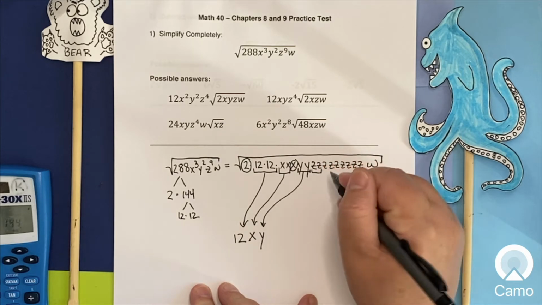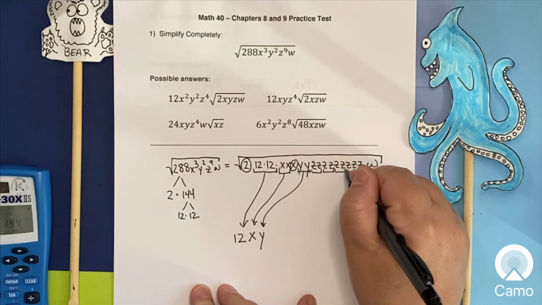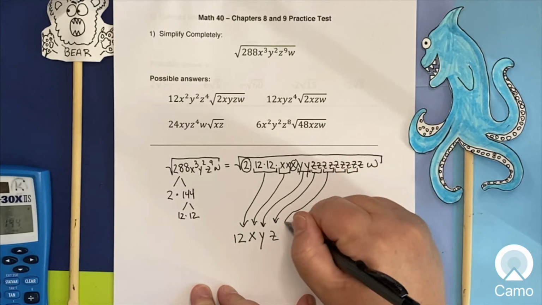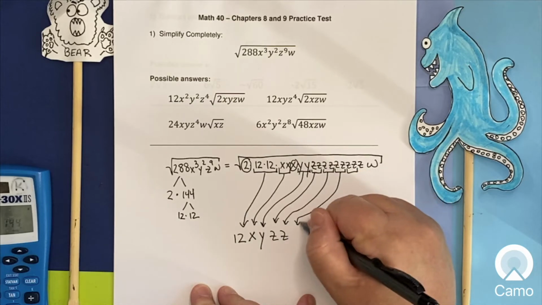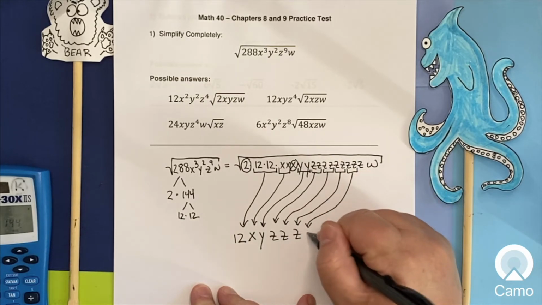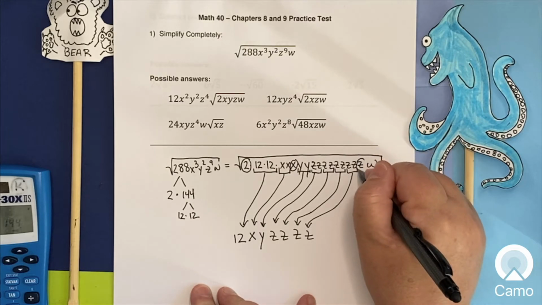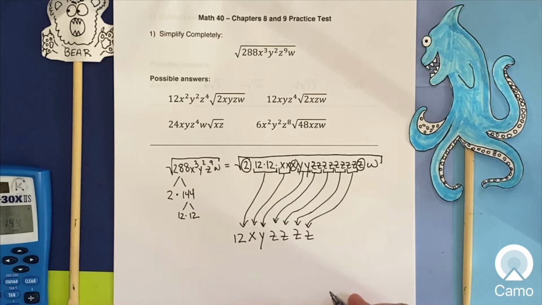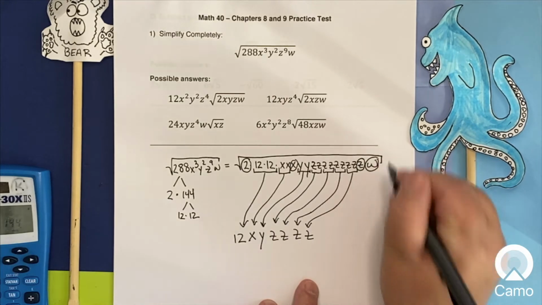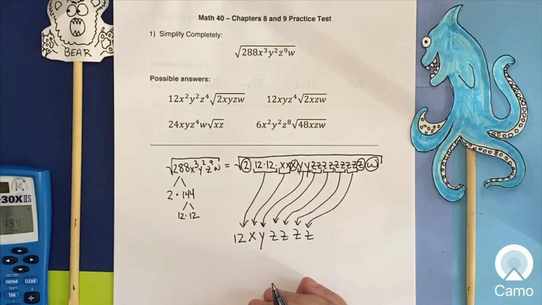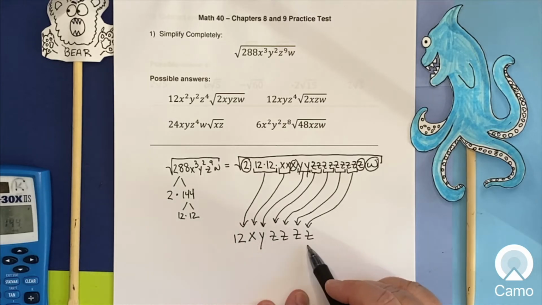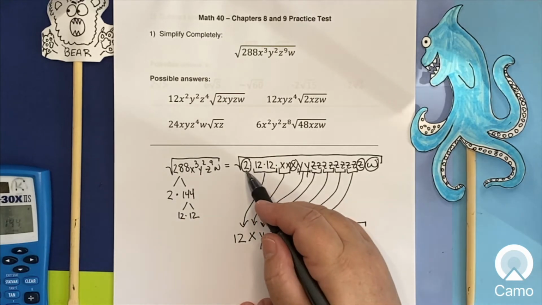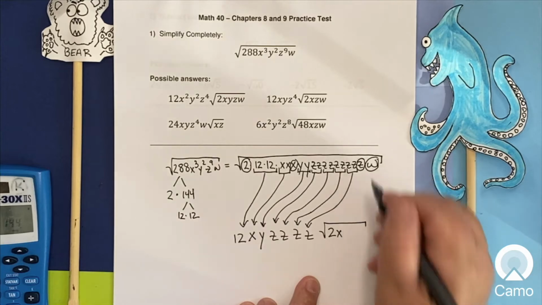Now with the z's, I've got 1 pair, 2 pairs, 3 pairs, 4 pairs, and they all go running. Yum, yum, yum. And then I've got 1 last z, because there were 9. If they're an odd number, 1's going to be left behind. And then the w's, there's only 1 w to begin with, so it doesn't get to go anywhere. So now I've got all the things that made it out, and then all the things that are stuck waiting to get rescued, the 2, the x, the z, and the w.